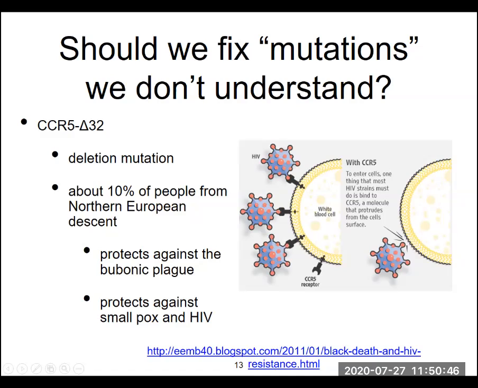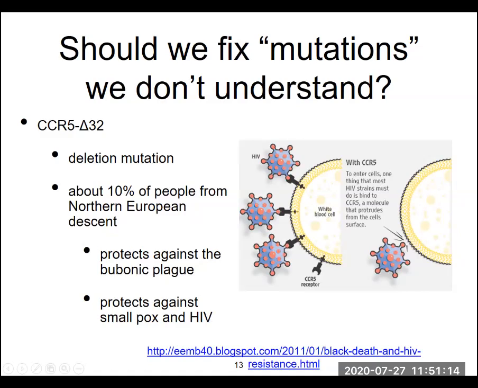So potentially, if we go through and try to change this expression, fixing it so that normal people are expressing the correct version of this, now they're going to be more susceptible to smallpox and HIV. And so we've got a situation here, again, where if we fix something, we can cause a greater problem later on because we don't know it.